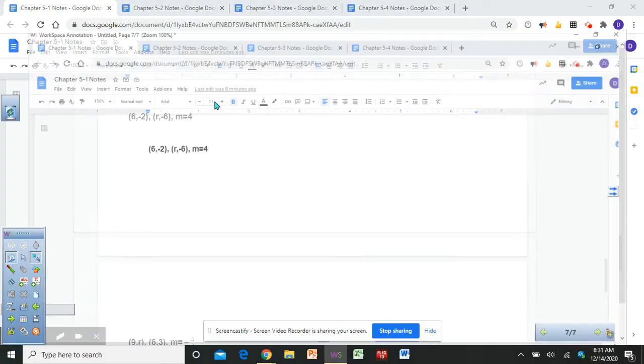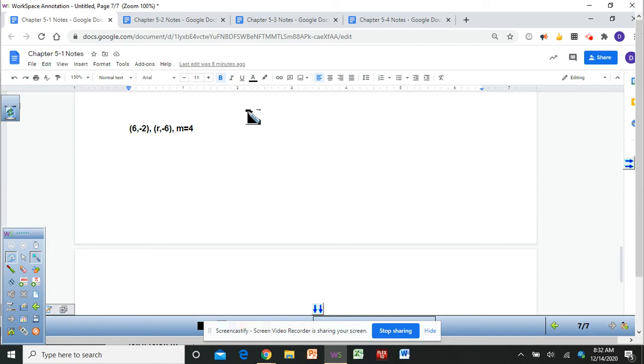Okay, so let's try another one. Negative 6 minus negative 2 over r minus 6 equals 4. Now, every time I see a whole number with slope, I want you to write it as an improper fraction. So this would be 4 over 1. If this was a 2, you'd put 2 over 1. If you ever have a whole number, I want that whole number to be over 1. Okay? So now we're going to do cross products.